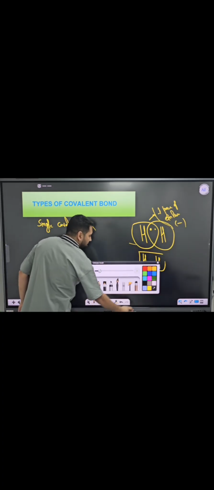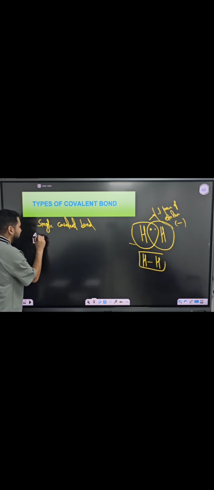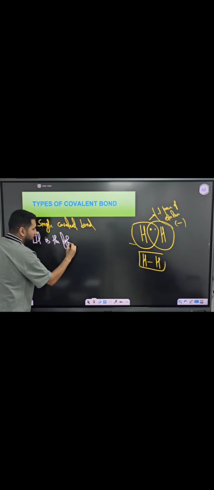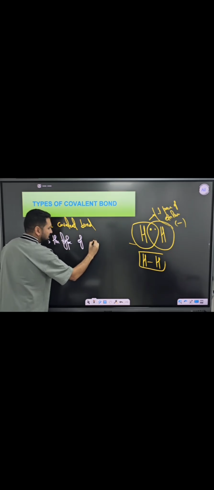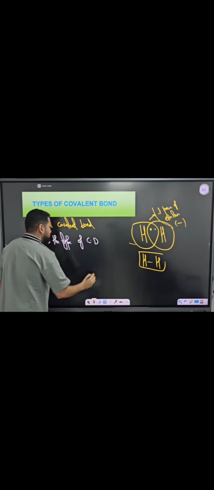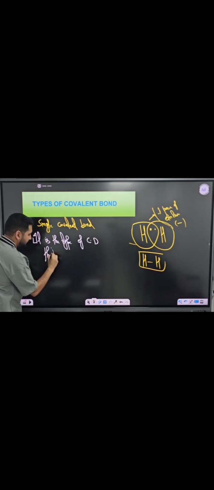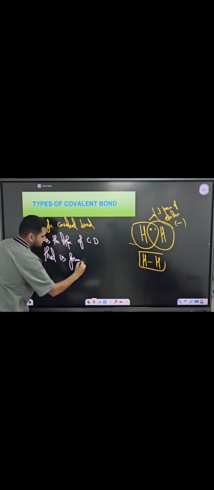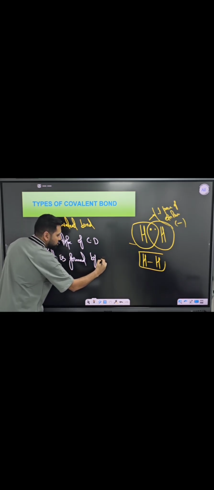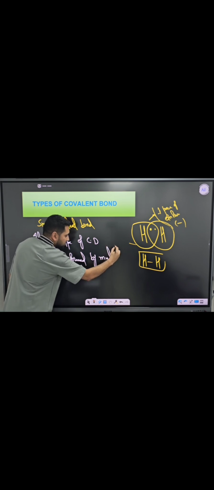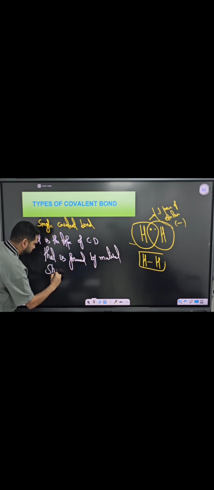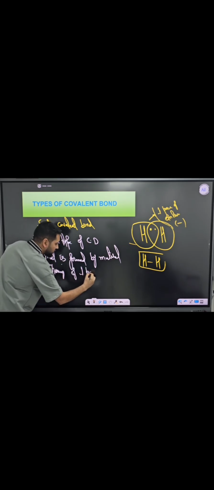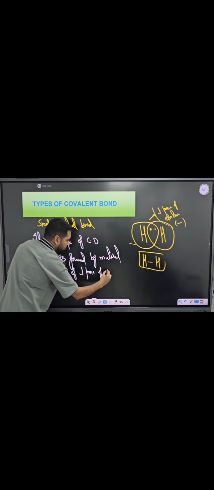So what is a single covalent bond? It is the type of covalent bond that is formed by mutual sharing of 1 pair of electrons.